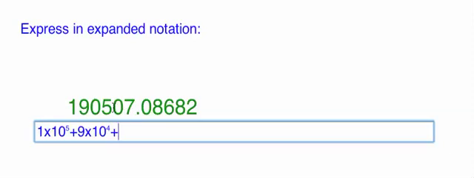Plus, ignore the zeros, 5 times 10 to the power of, and that's followed by 2 places, so times 10 to the power of 2. Plus 7 is followed by no places. So 7 times 10 to the power of no places, 0.